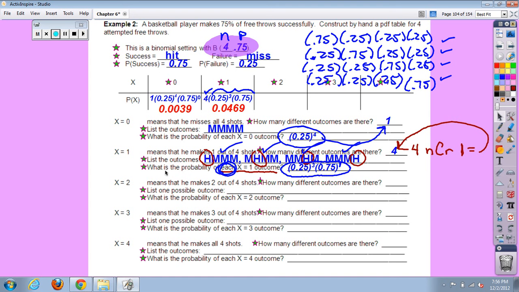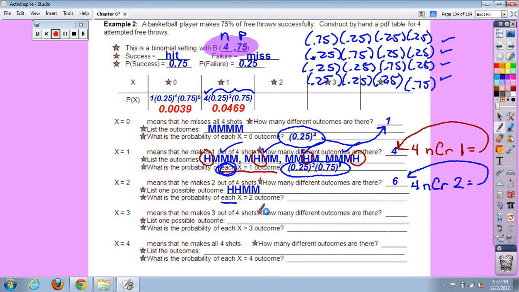Alright, now for x equals 2, that he makes 2 out of 4. Well, I'm just saying, list one possible outcome. That he makes the first 2 and misses the second 2. Well, if you wanted to figure it out without actually having to list them, we could use our calculator. We could say out of 4 shots, how many different combinations are there of making 2? So do 4 combination 2 in your calculator, and you will find that that is really equal to 6. There's 6 different ways of making 2 shots out of 4.